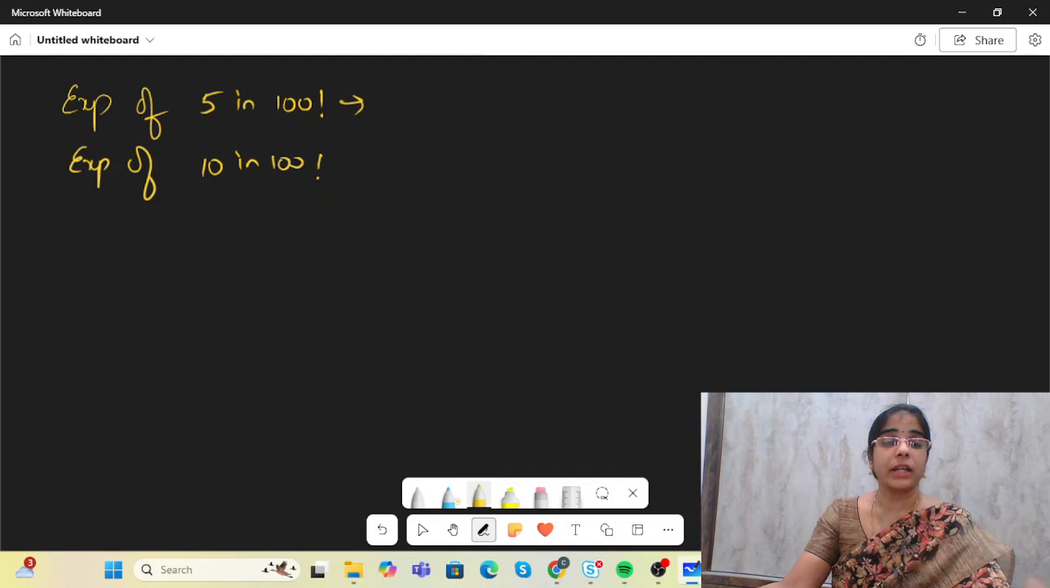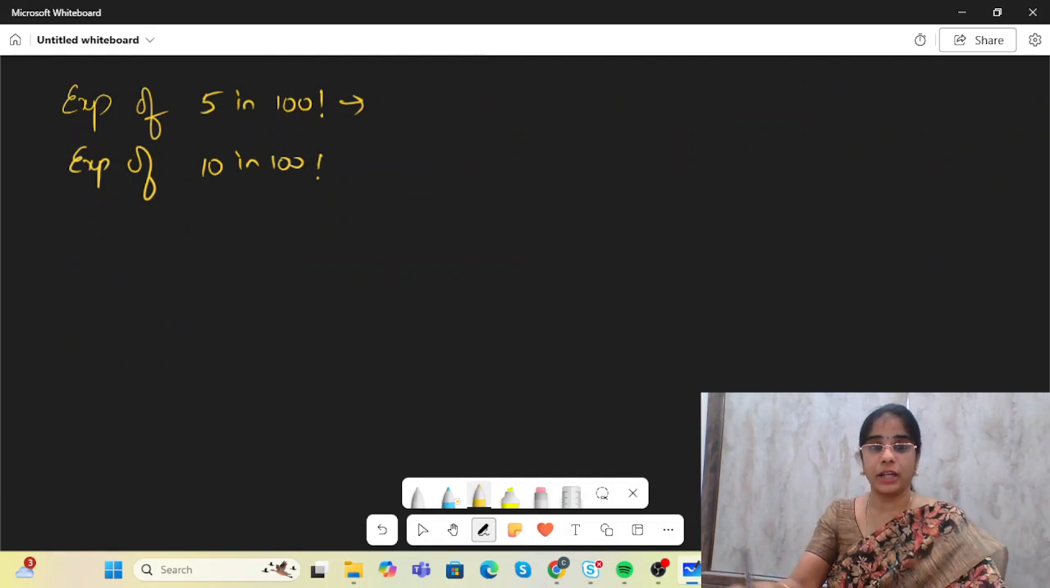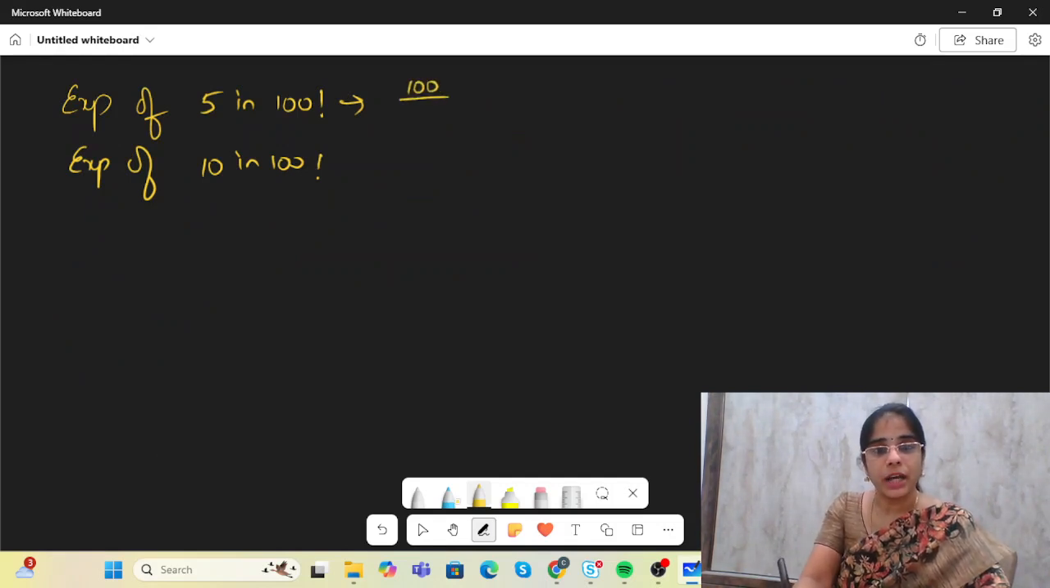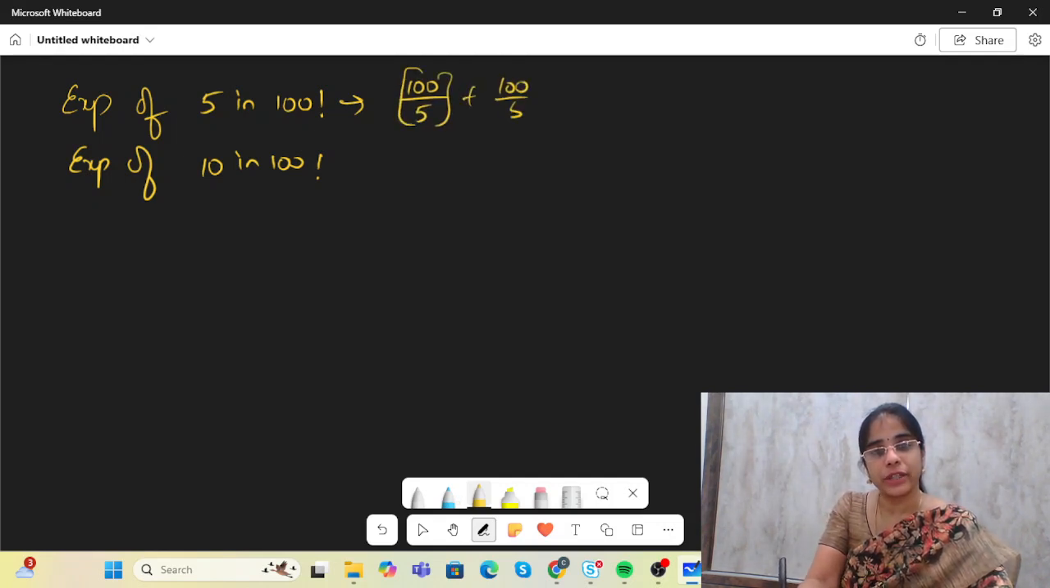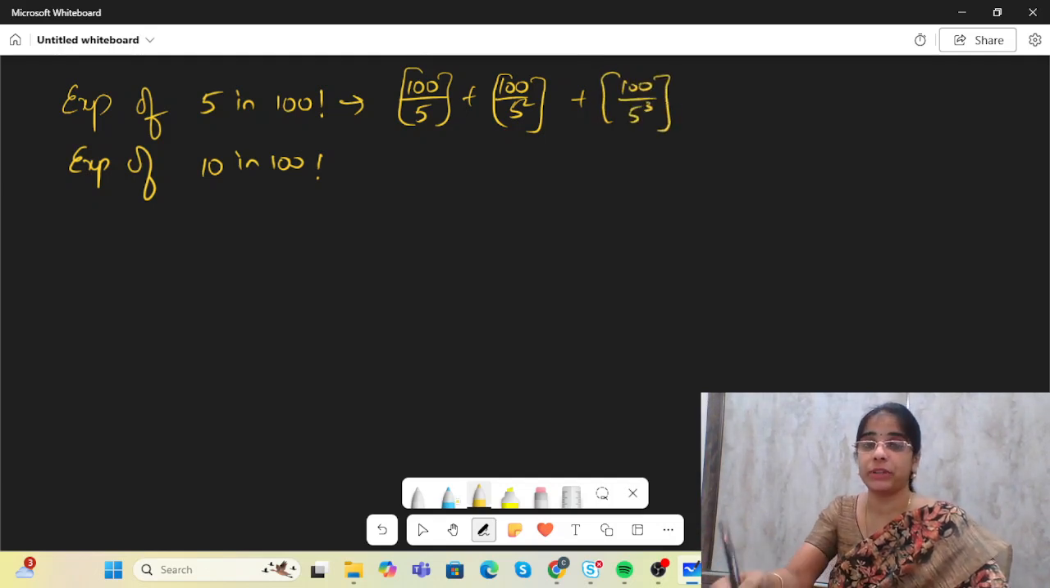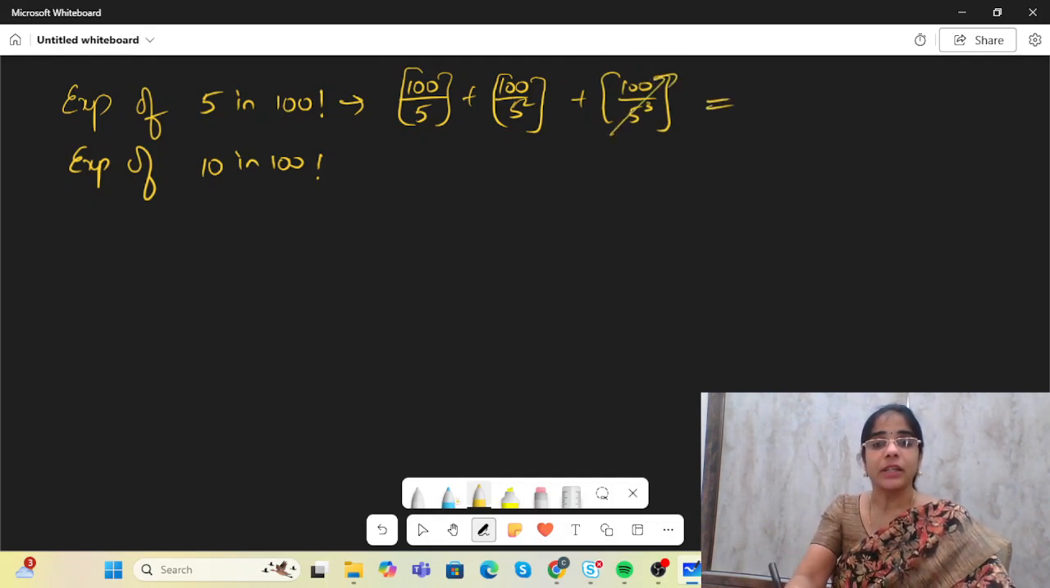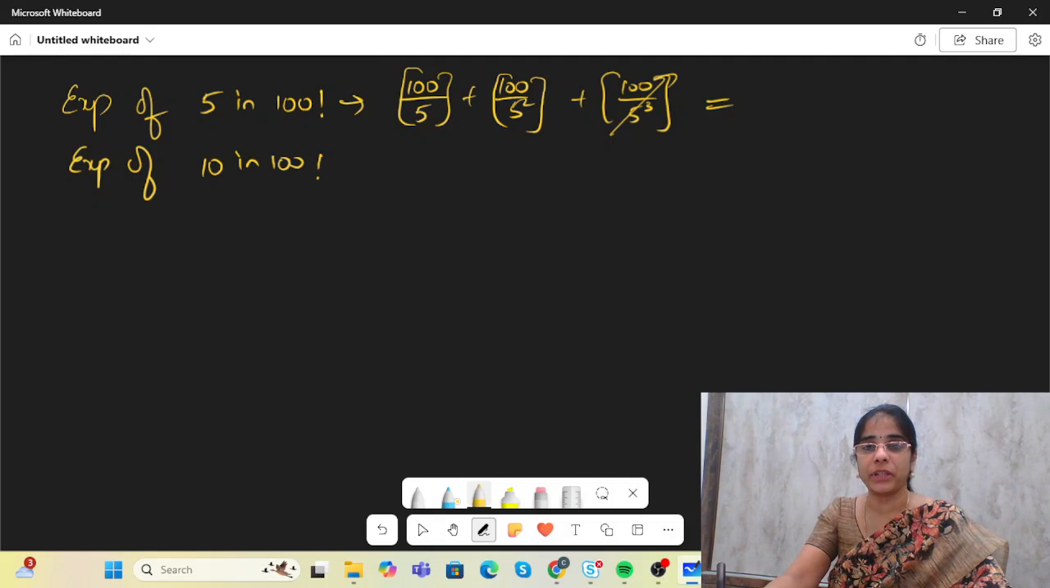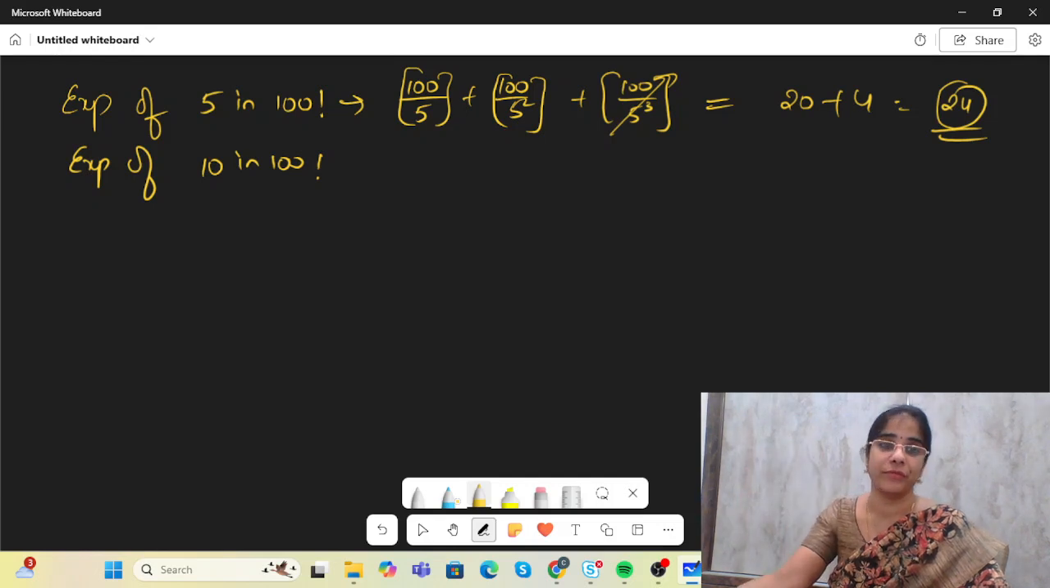So if my question is regarding exponent of 5 in 100 factorial, what do I go with? 100 by 5 plus 100 by 5 square plus 100 by 5 cube. 100 by 5 cube, 125. That step is already 0, 0 point something. Hence, I will not consider. So what is this? 100 by 5. That will be 20 plus 100 by 5 square. That is 4. So 24 fives is what I have there.